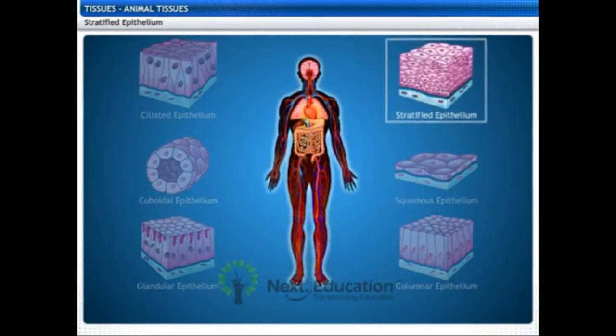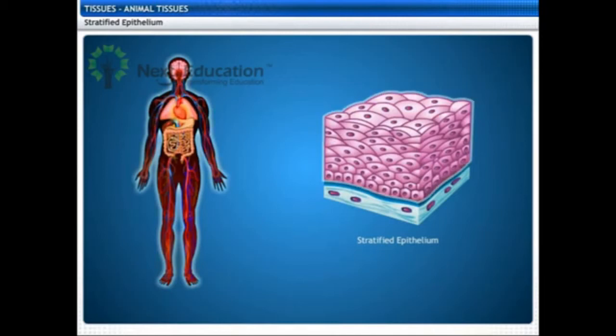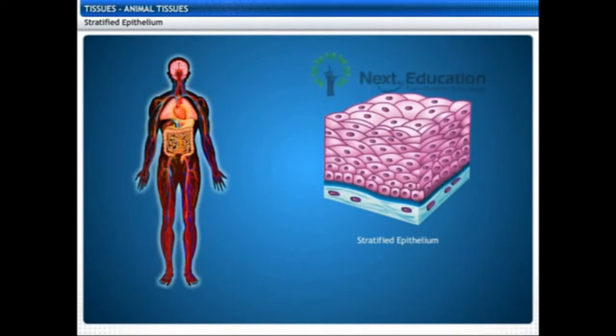Stratified epithelium may have the same or different kinds of epithelial cells. Cells line up one over the other to form stratified epithelium. It is found in places of wear and tear, like the epidermis of the skin, lining of the mouth cavity, and esophagus.